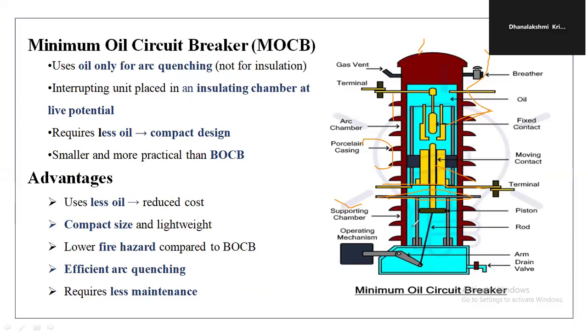When a fault occurs, this is the operating mechanism. When a fault occurs, the moving contact is pulled down by the tripping spring and an arc is struck between the contacts. The arc energy vaporizes the oil and it produces gas under high pressure. The gas is hydrogen gas.